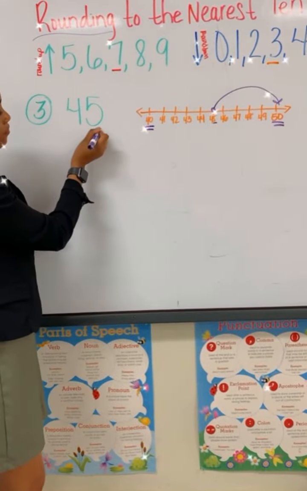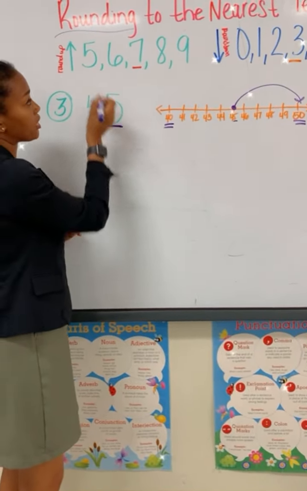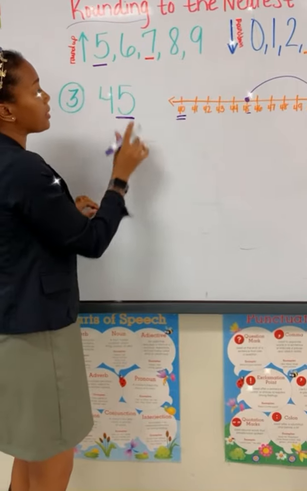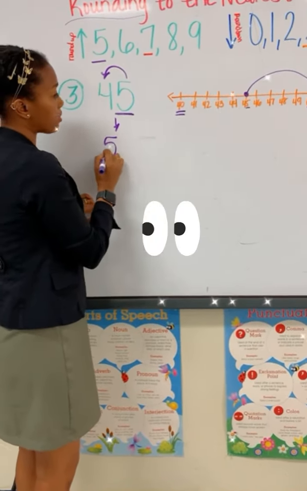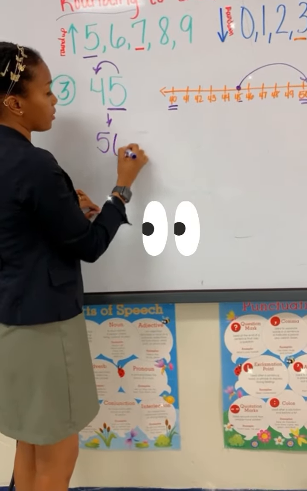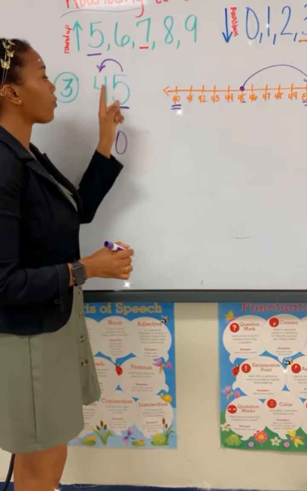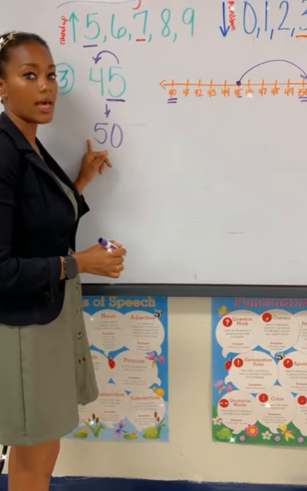When I look at the 5 here in the ones place, because it's on the round up list, this 5 tells this 4 to round up to 5, and this 5 is going to be a 0. So 45 rounded to the nearest 10 is 50.